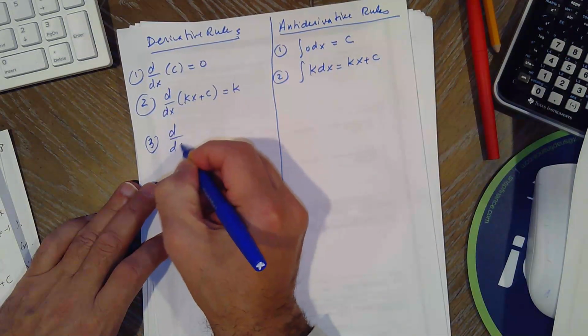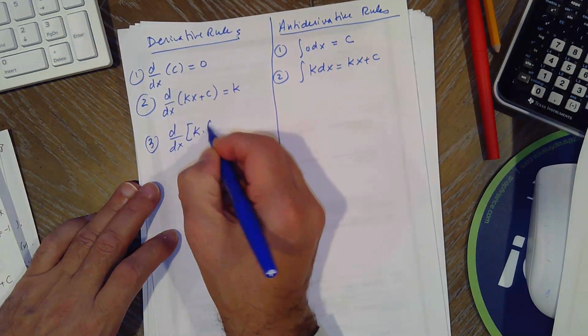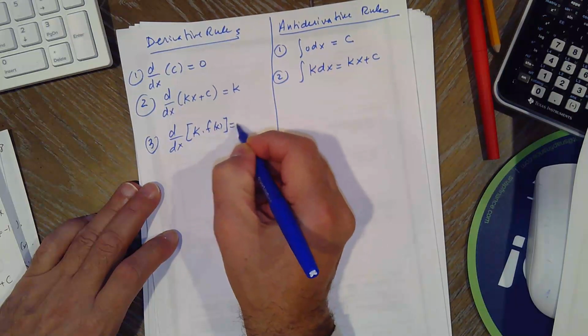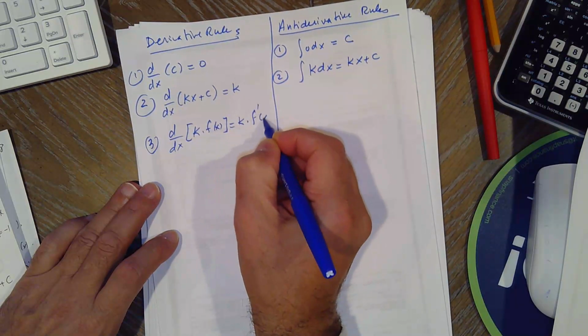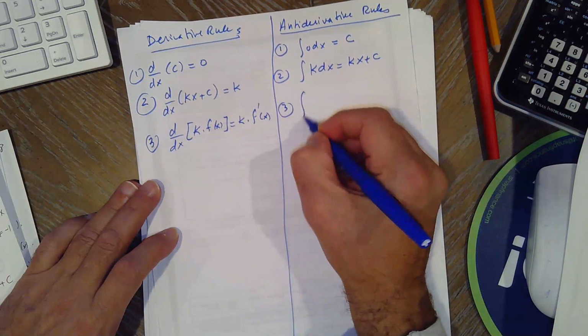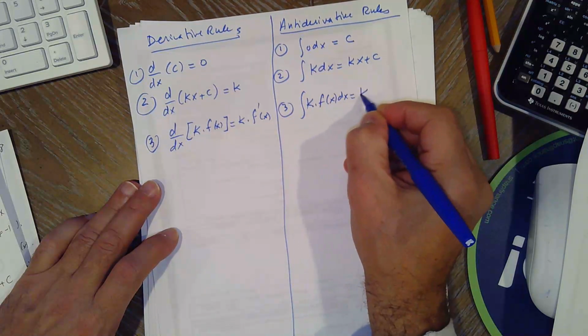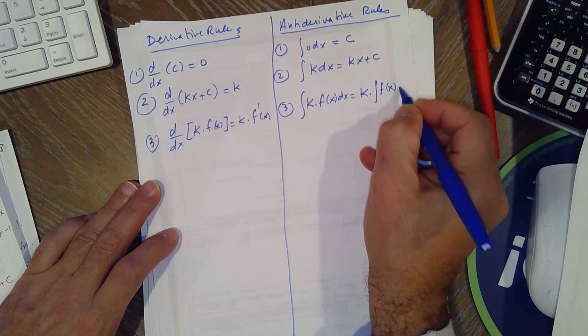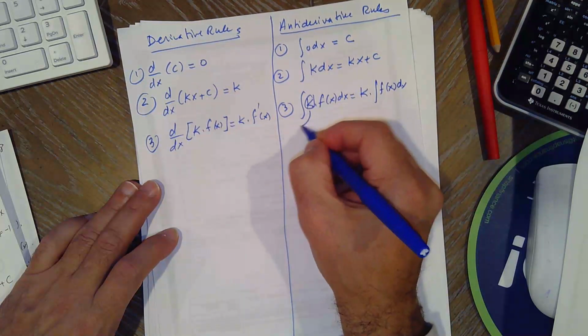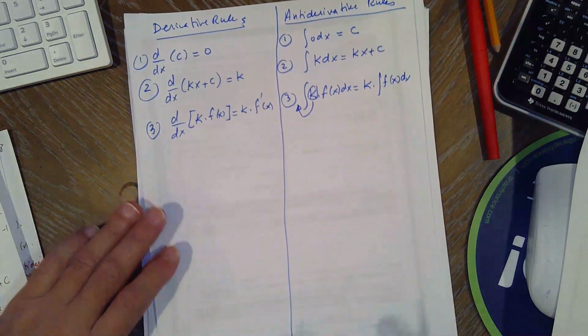The derivative of any constant times a function is the constant times the derivative of the function. Same thing: the antiderivative of a constant times f of x is k times the antiderivative of f of x dx. So if we have a constant, we could pull it out.